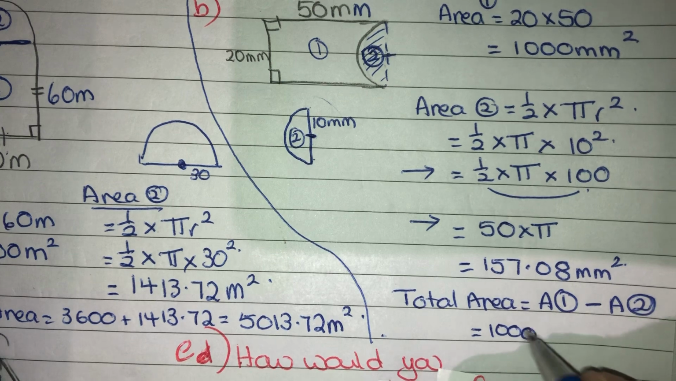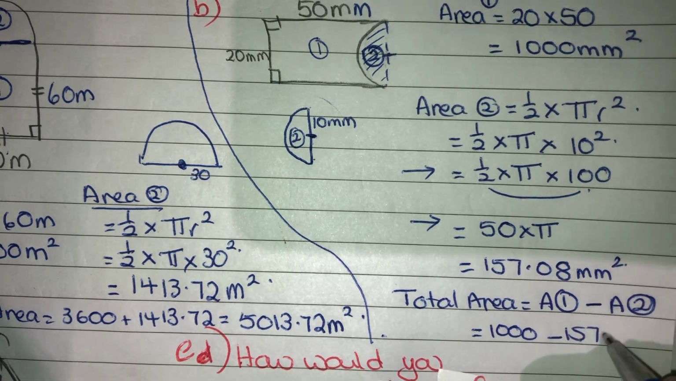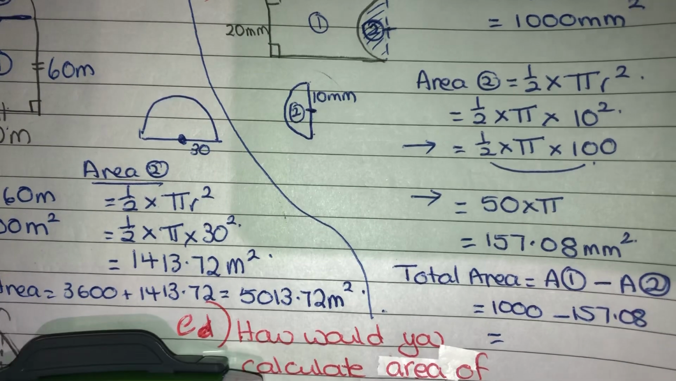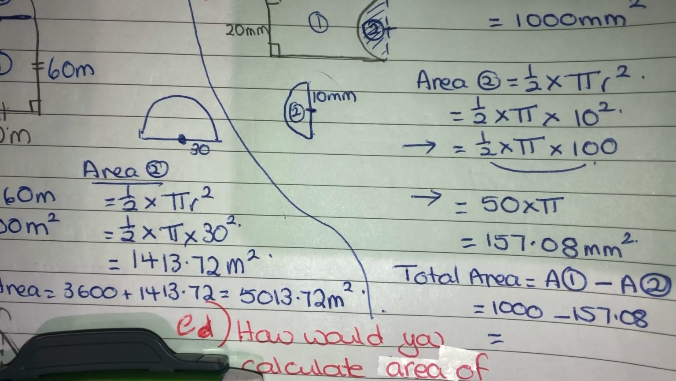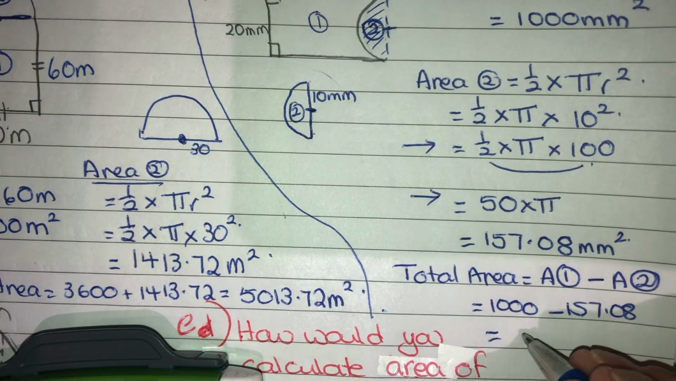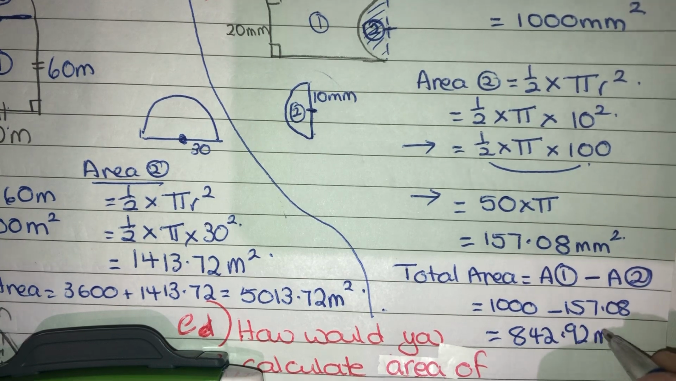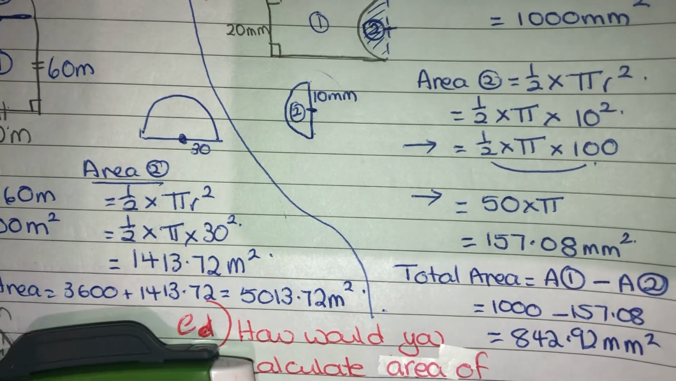So we're going to have 1,000 subtract 157.08. Go ahead, find your answer. And hopefully you got 842.92, and hopefully on the end you wrote millimetres squared.